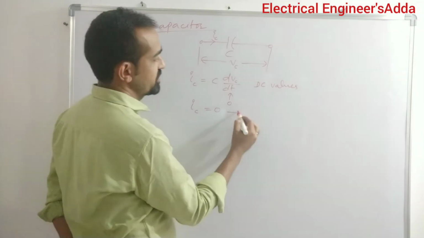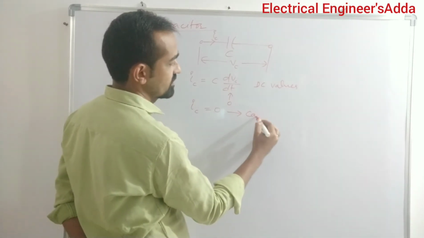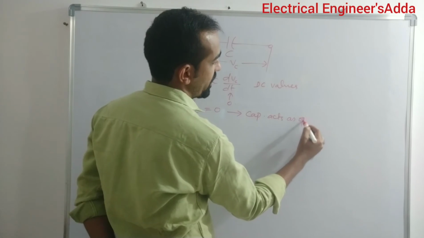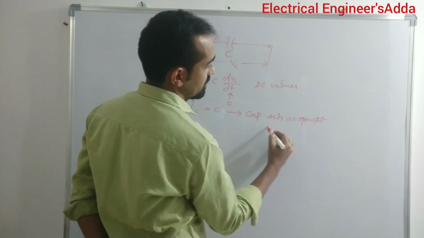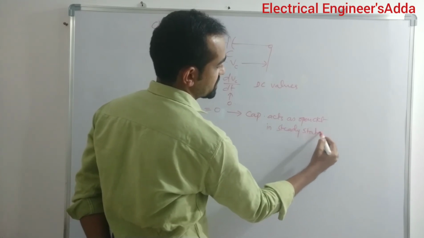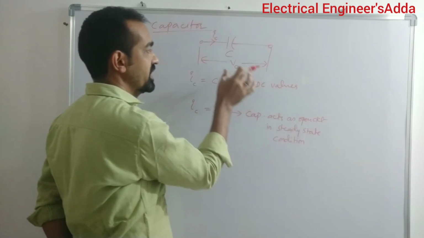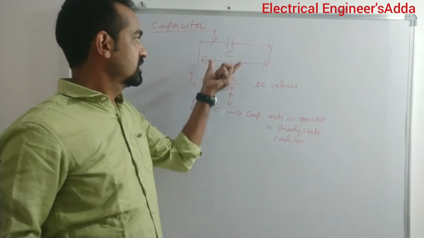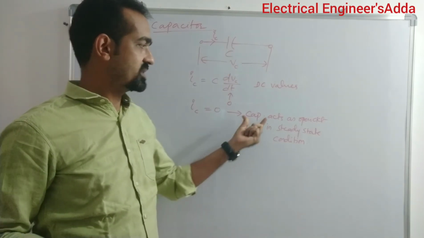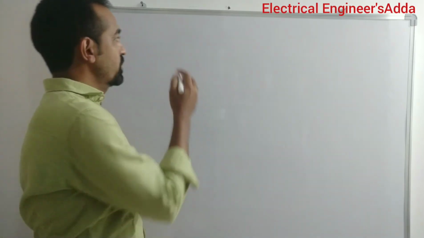IC is equal to 0 means there is no current flowing through the capacitor. So the capacitor acts as an open circuit. Capacitor acts as an open circuit in steady state condition, if the DC values are considered. Okay.